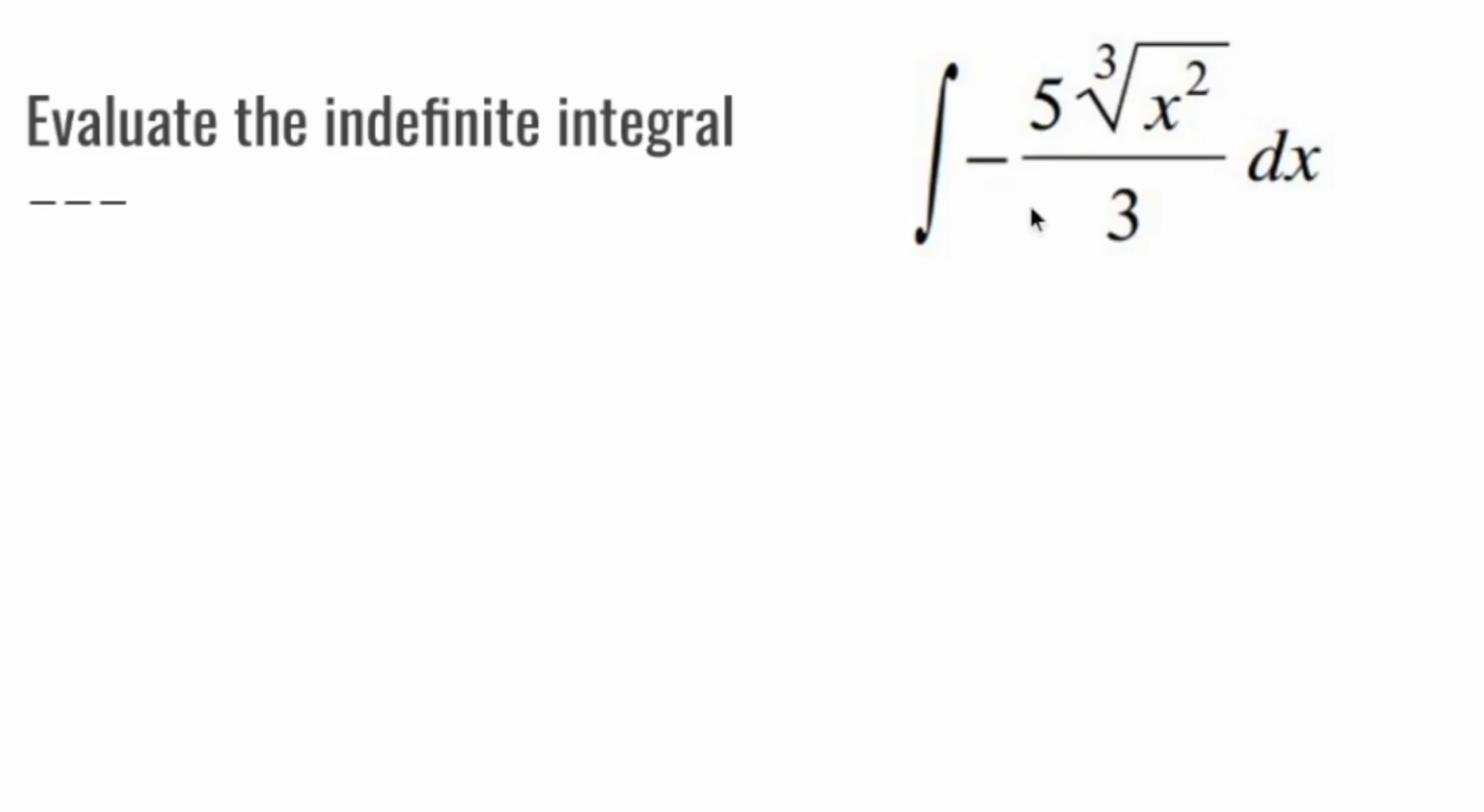Evaluate the indefinite integral of negative 5 cubed root of x squared over 3. So let's do a little bit of rewriting. Okay, let's write this out as negative 5 thirds. And let's turn this into x to the 2 thirds dx. Where did I get that 2 thirds from? A cube root becomes an exponent of a third. A square becomes an exponent of 2 still, so 2/3.